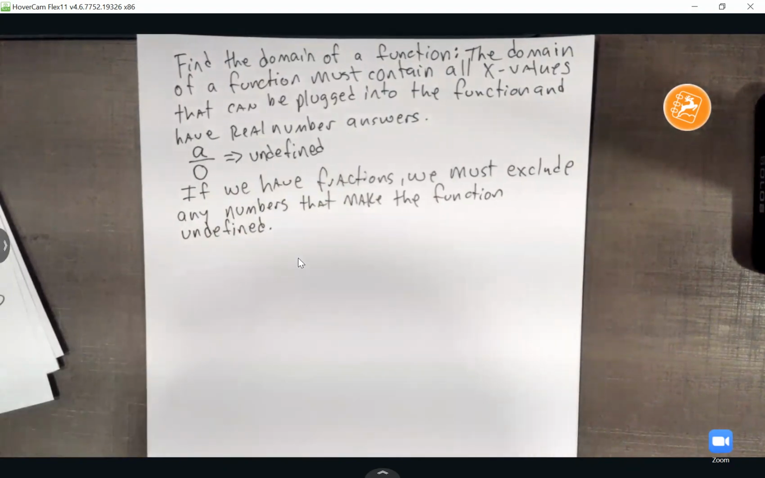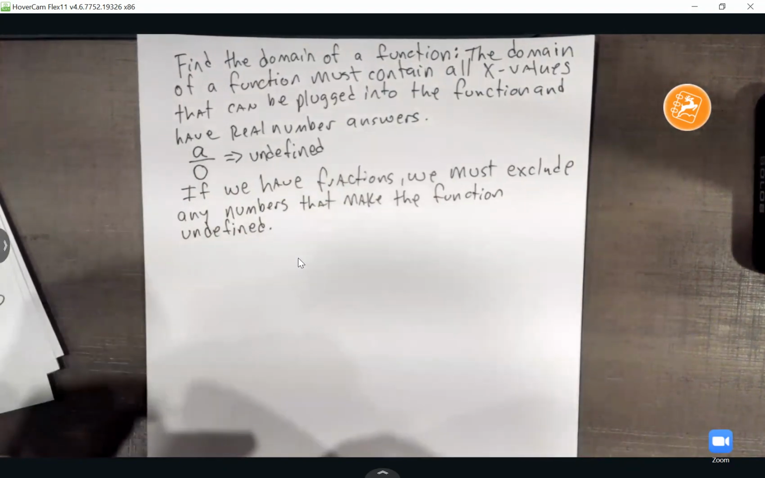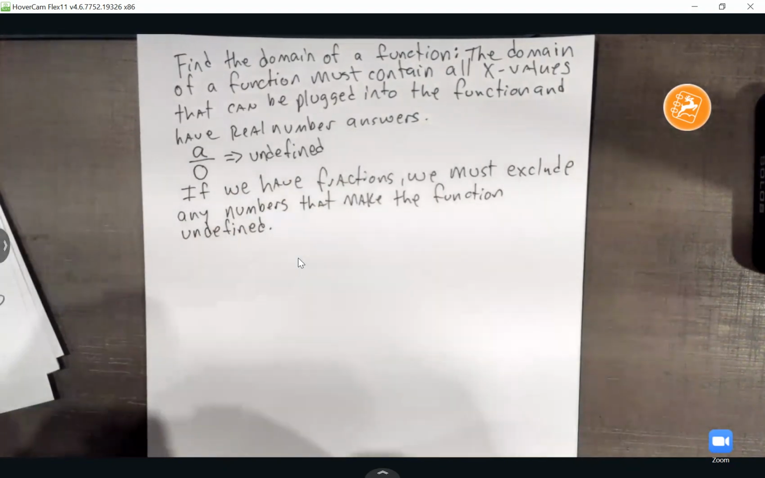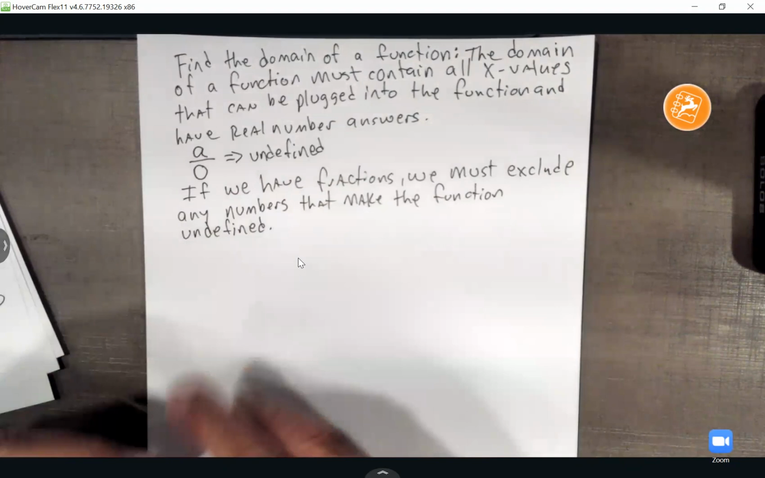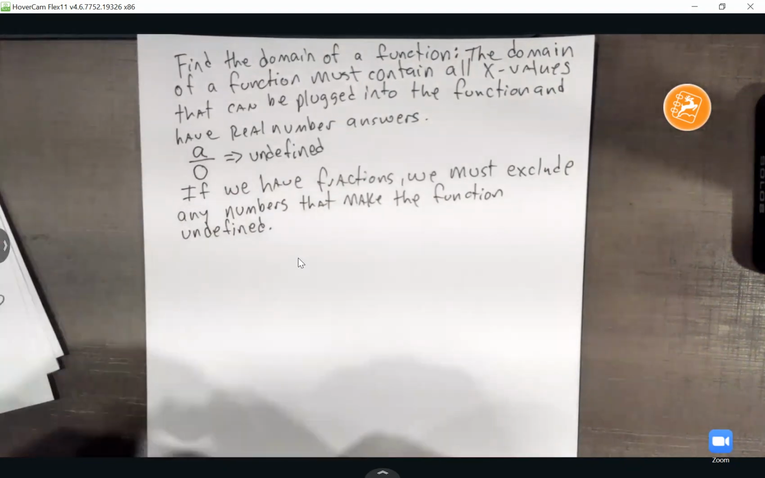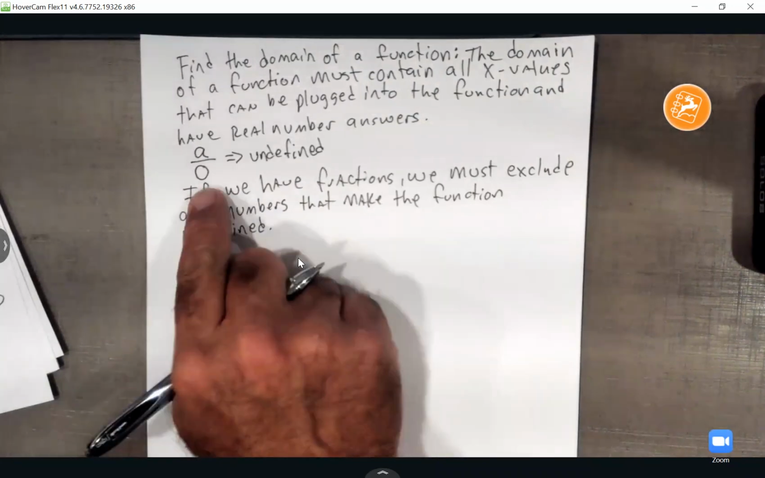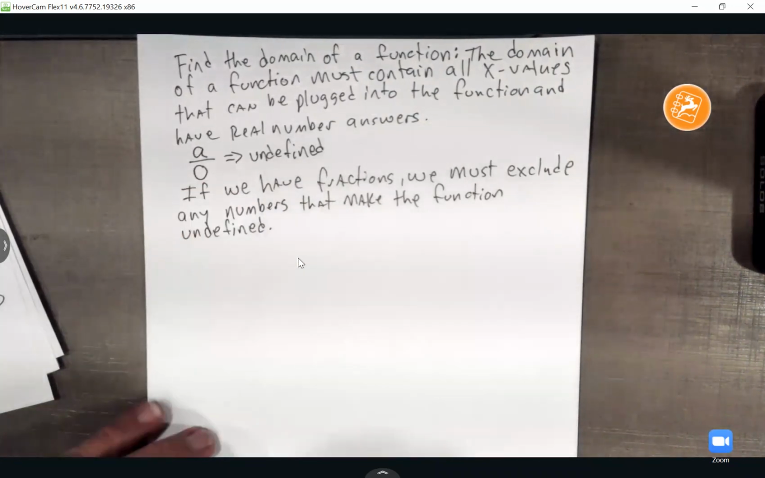Okay, now we're only worried about fractions, because if I have something squared to the second power, I can square any number. Cubing, I can cube any number. Absolute value, I can take the absolute value of any number. The only thing I can't do is put zeros in the bottom of a fraction.